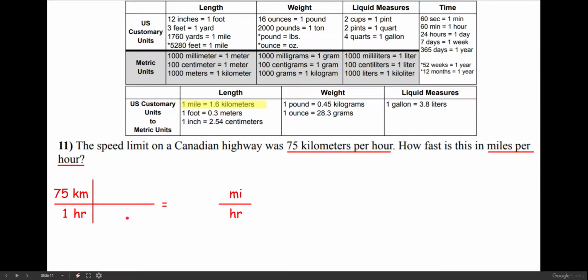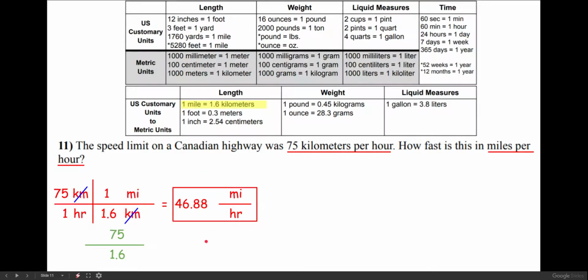So to cancel out kilometers, we put it on the bottom, put miles on top, cross off the kilometers, and write the conversion. 1 mile is 1.6 kilometers. And then we multiply our numbers. 75 goes on top, and the only number worth it on the bottom is 1.6, because everything else is just a 1. So 75 divided by 1.6 is 46.88 roughly, and that's going to be our answer.